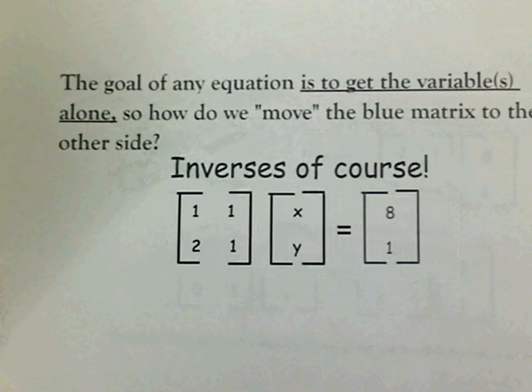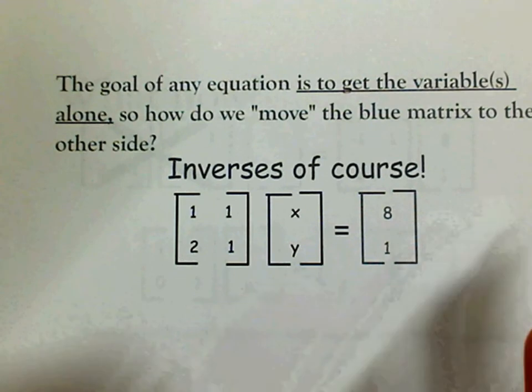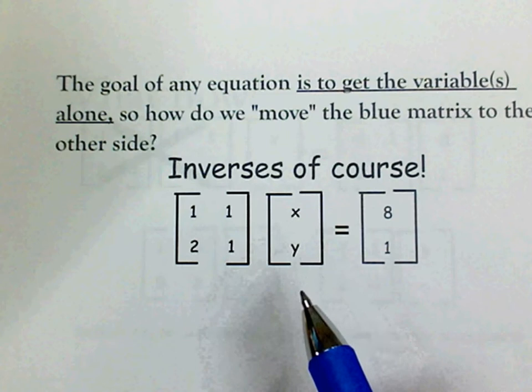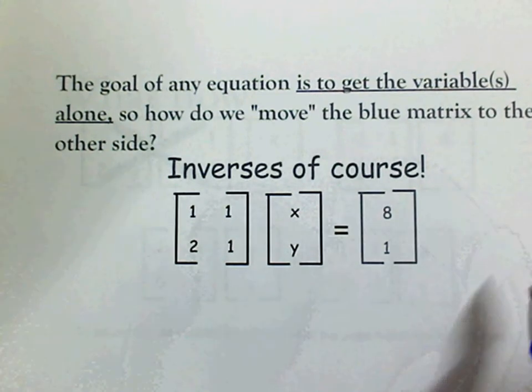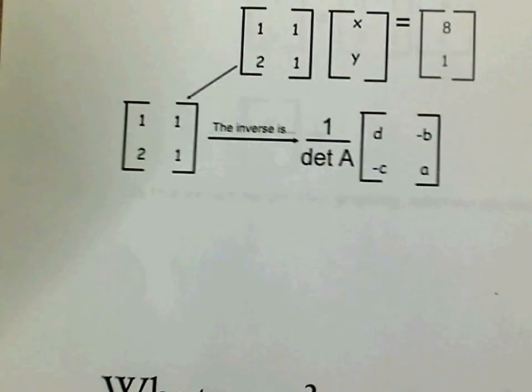The goal of the equation is to get the variables alone. So how do we move the blue matrix to the other side? And I'm so sorry I don't have a blue, okay? So basically, I want to be able to multiply this so I can undo the other side, and therefore you're going to use the inverse. So basically, this is what you do next.